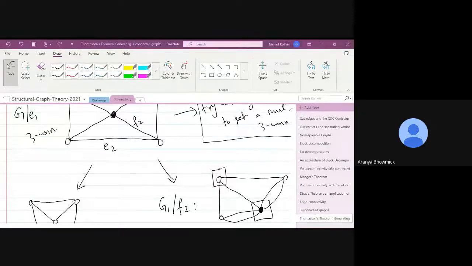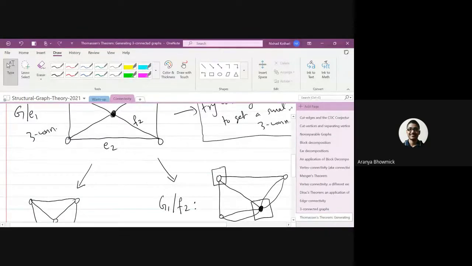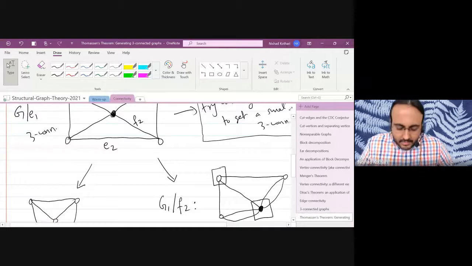Exactly 3, then kappa will also be 3, because by assignment 2 you gave a problem. That's right, kappa equal to kappa dash. So if kappa dash equal to 3, then kappa will be 3. Yes, that's right.